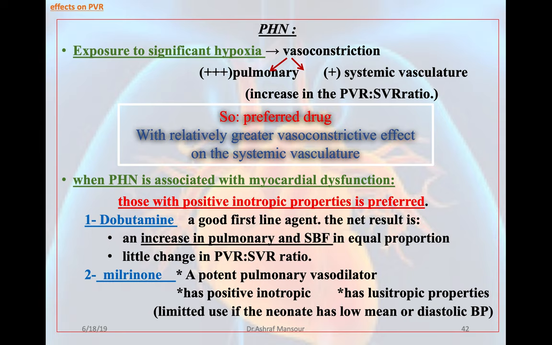When pulmonary hypertension is associated with myocardial dysfunction, we want to treat the myocardial dysfunction, so drugs with positive inotropic effect are preferred, like dobutamine and milrinone. Dobutamine is a good first choice, increasing the pulmonary and systemic blood flow in equal proportion with little change in this ratio, while milrinone is a potent pulmonary vasodilator. It will decrease the systemic blood pressure, so be careful, and it has a positive inotropic effect. At the same time, the lusitropic effect will maintain the cardiac output.